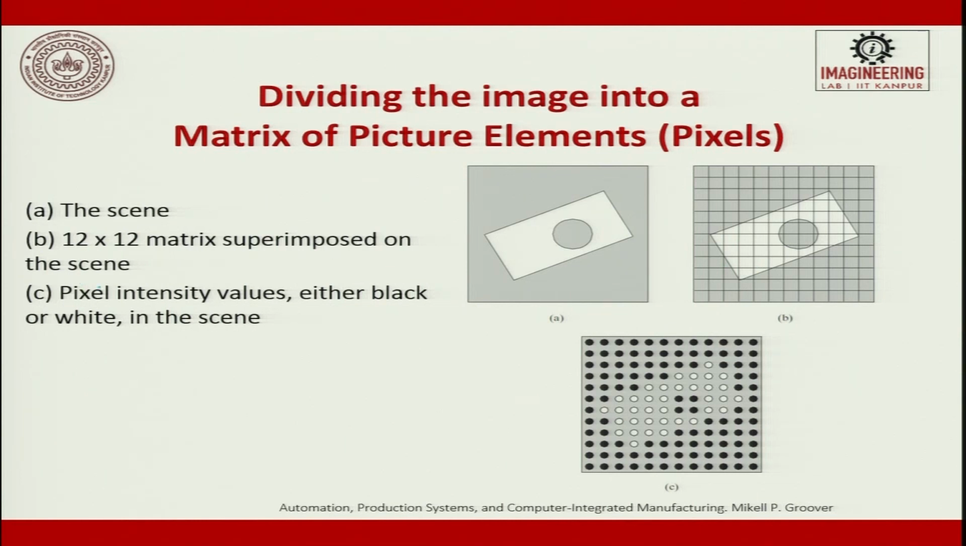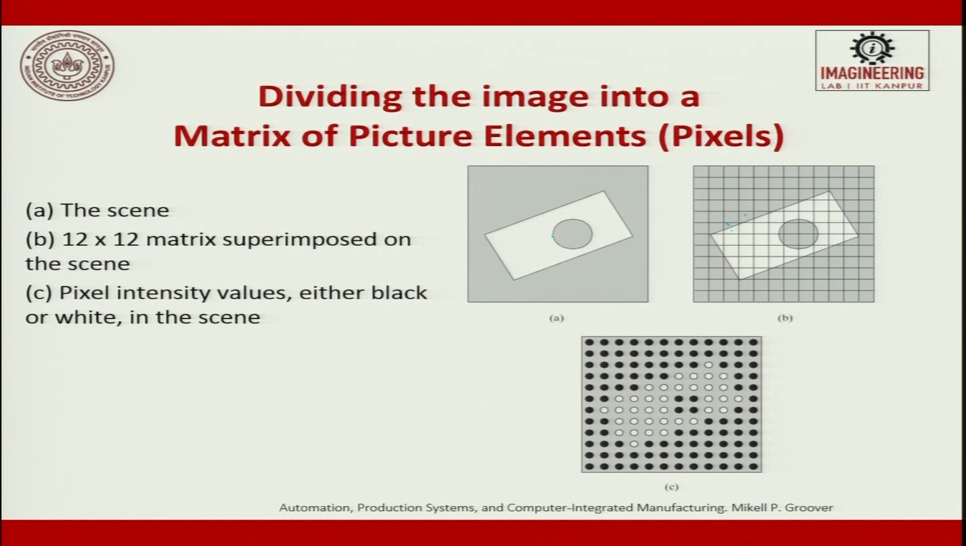So, a 12 cross 12 matrix is superimposed on the object, and wherever it is completely dark, that is to say there is no image present, it is declared black, and wherever there is an image, it is declared white. There are certain portions where there is a mixture of black and white. So, depending upon the threshold value you set, that particular pixel is activated or not. Okay. So, that is the threshold you set.